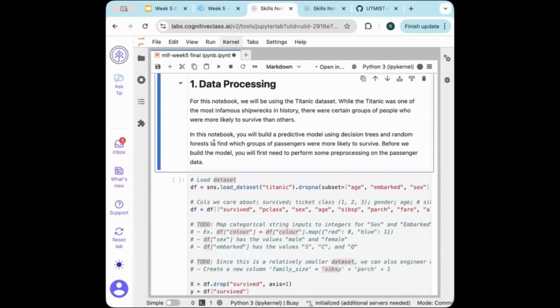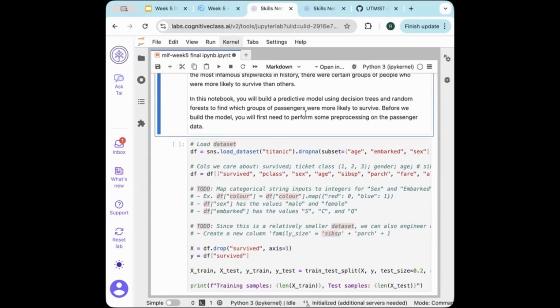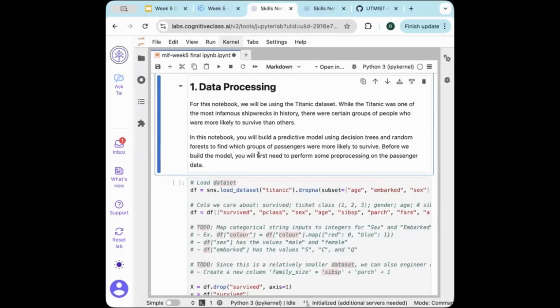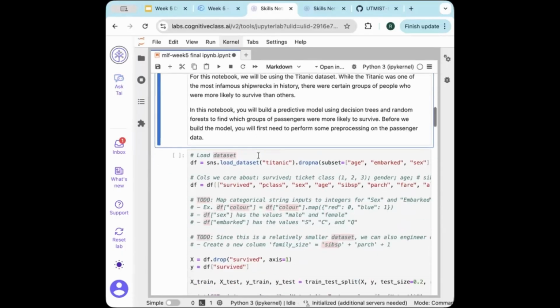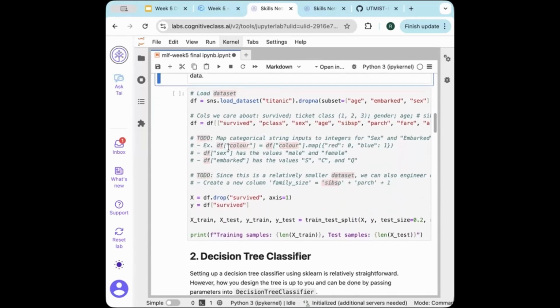And then let's talk about the dataset. For this notebook, we're going to be using the Titanic dataset. While the Titanic was one of the most infamous shipwrecks in history, there were certain groups of people who were more likely to survive than others. In this notebook, you will build a predictive model using decision trees and random forests to find which groups of passengers were more likely to survive. Before we build the model, you will first need to perform some pre-processing on the passenger data. So let's perform the pre-processing.